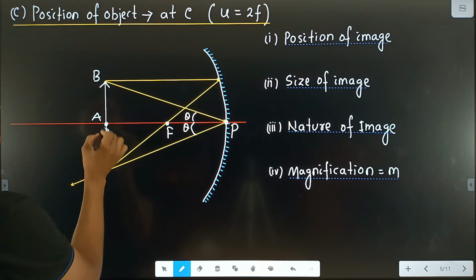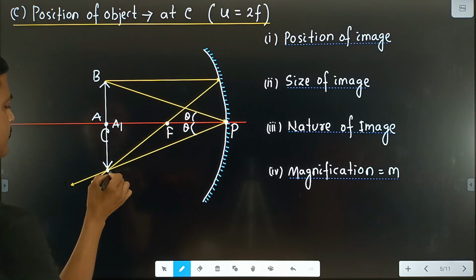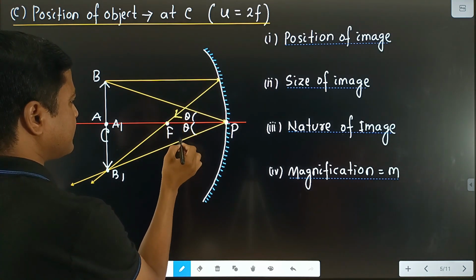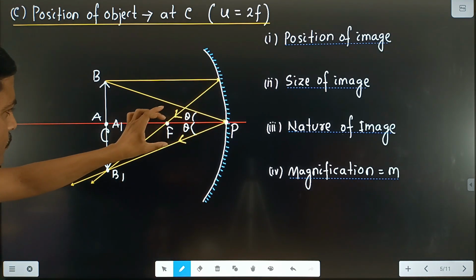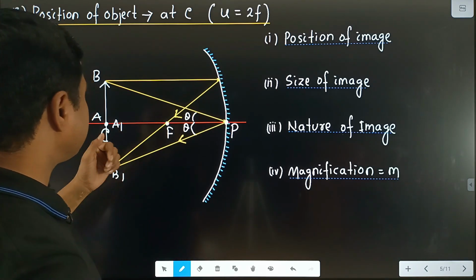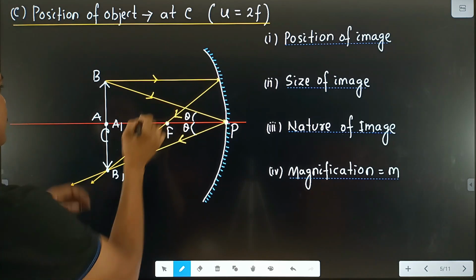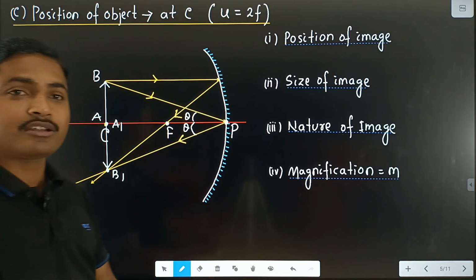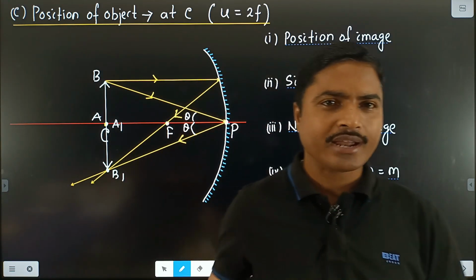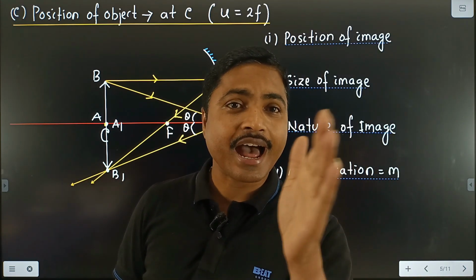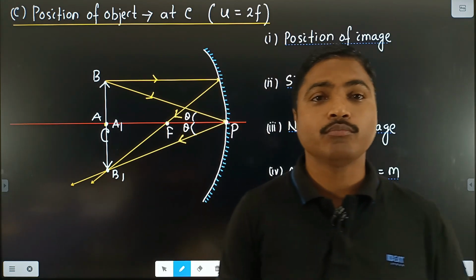This is the head of the object, and this is the head of the image. For image size, we write A1B1, and both the reflected rays converge with each other and actually meet at point B1. That means finally we get, if the object is situated at the center of curvature, the image is also formed at the center of curvature. That is only one case, where the position of object and image in case of a concave mirror are the same.